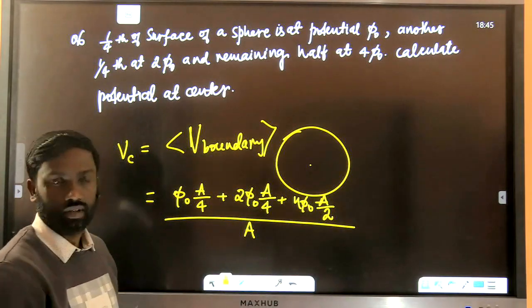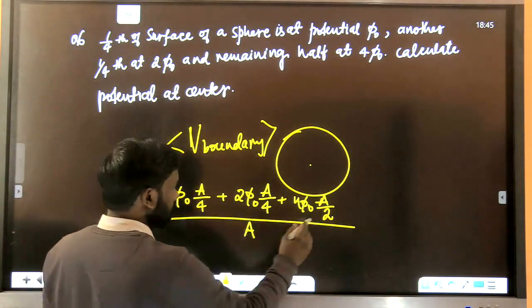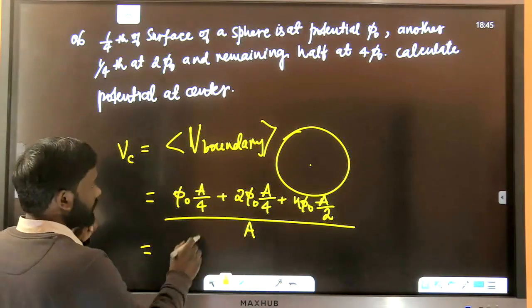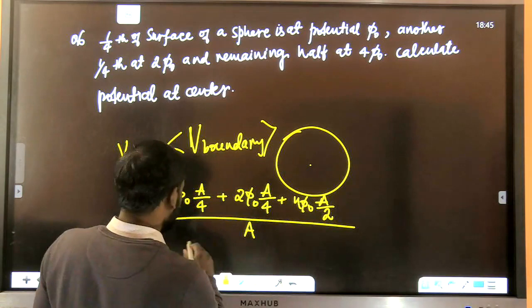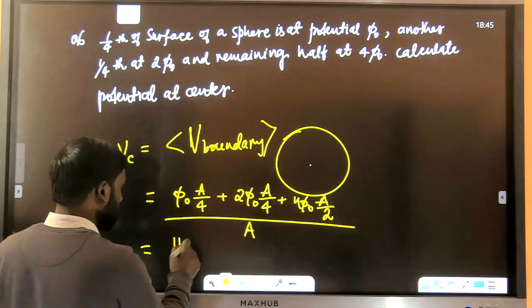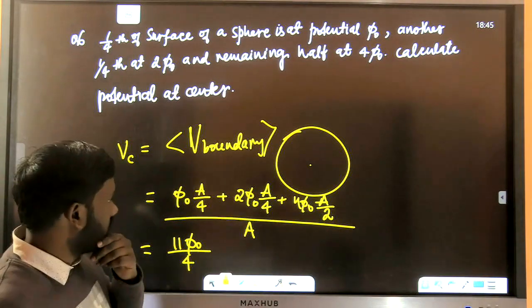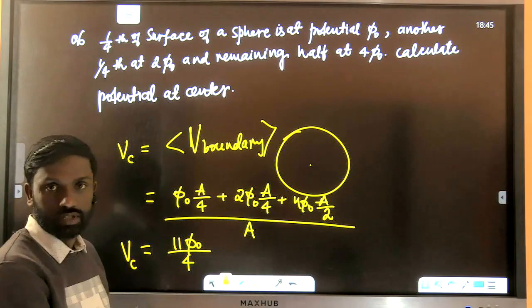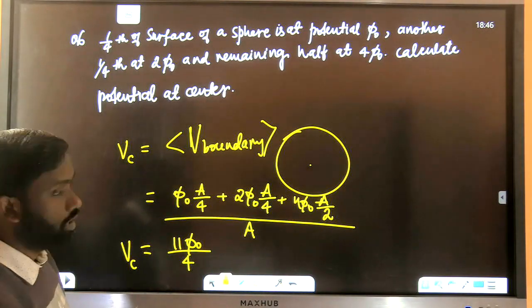So that's the average taken over area. Okay, so a will cancel out. So what you get here is phi naught will be common, and you can see this is 3 and this is 4 phi naught actually. So when you add it, you will get, I think, 11 phi naught by 4. That's what you get. So that's the answer. Potential at center will be equal to this much. So this was an application of mean value theorem in electrostatics.